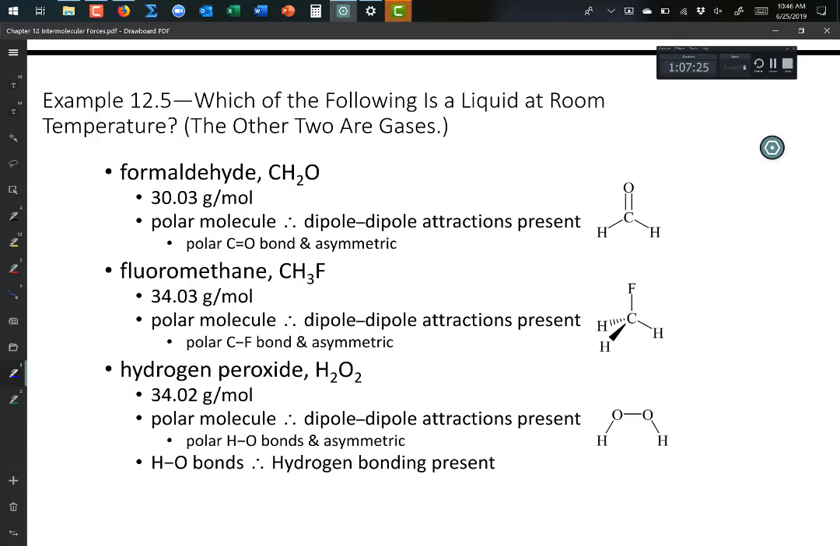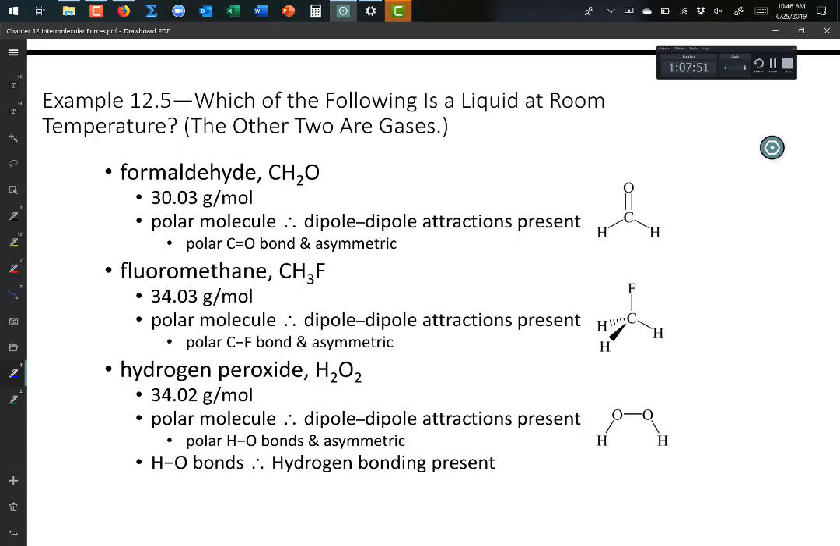So formaldehyde, right? Yeah, so don't try to look at the slide, it's a horrible mess. Formaldehyde's 30 grams per mole, fluoromethane 34, and then hydrogen peroxide is 34.02. Formaldehyde and fluoromethane and hydrogen peroxide, they're all polar, right? So they all have dipole-dipole interactions.